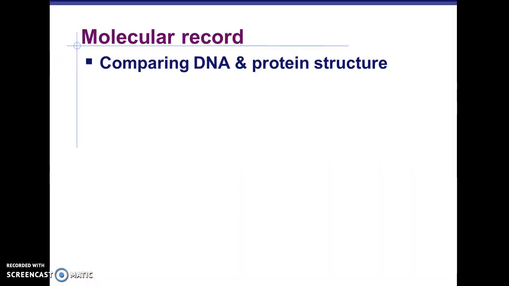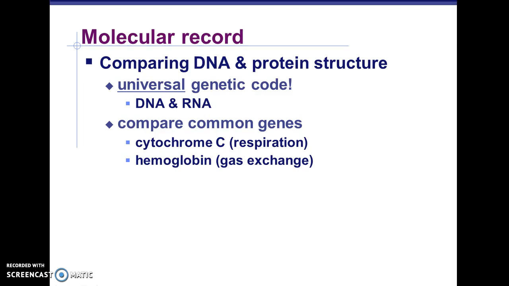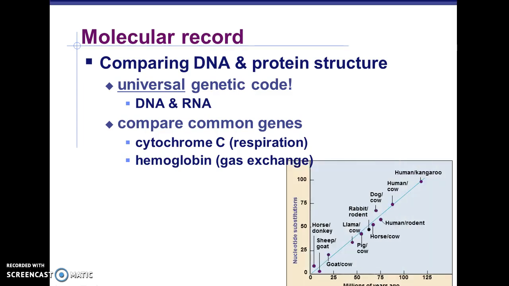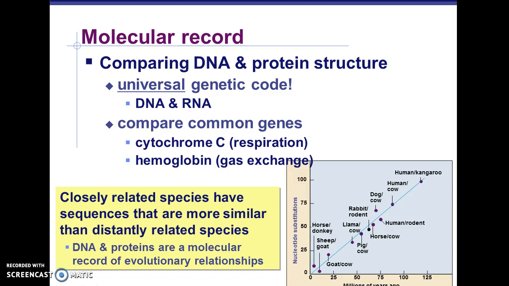All right, so we know a lot about this molecular record. Comparing DNA and protein structures, it's our universal genetic code. We can compare common genes, and oftentimes we do. So cytochrome C has to do with respiration, and it's the most common gene that we use. Cellular respiration is common in all living organisms, so it's the first gene that we're going to look to isolate to compare. Hemoglobin, okay, we'll take a closer look at this later.